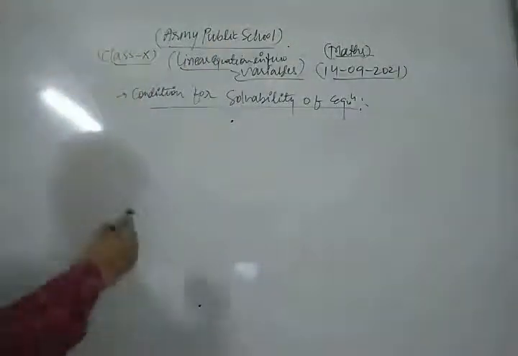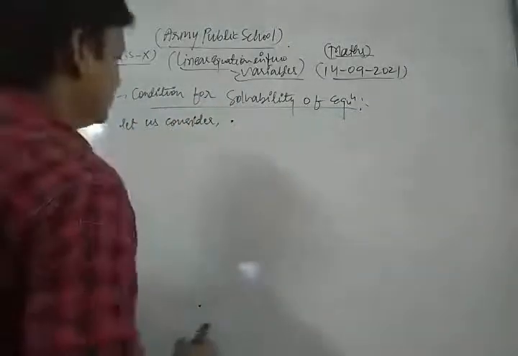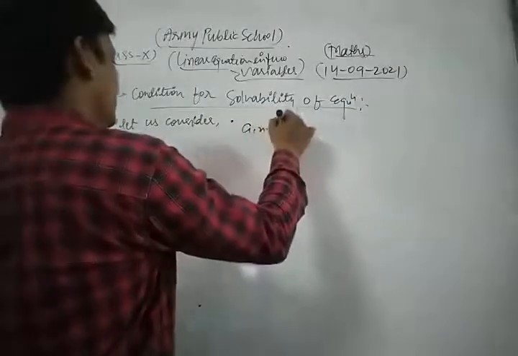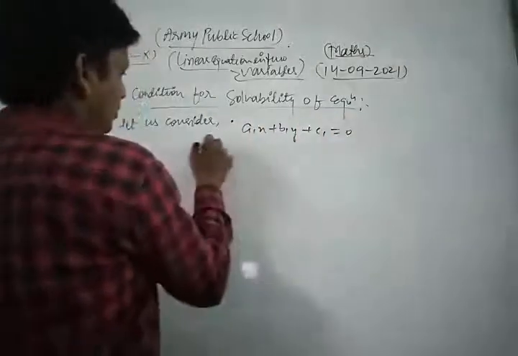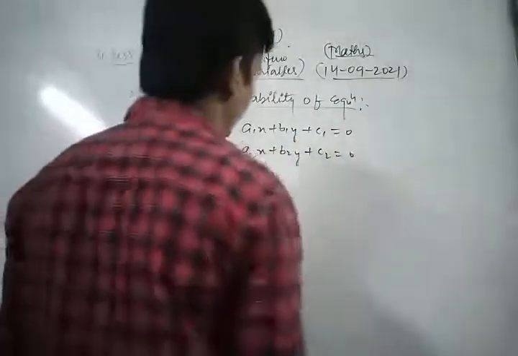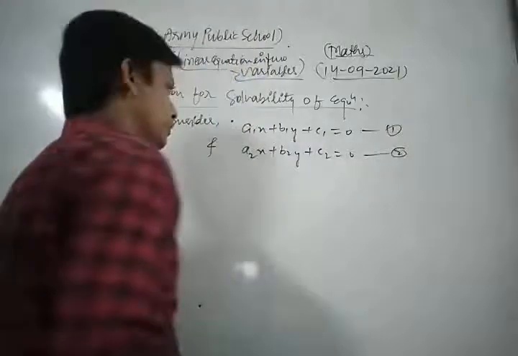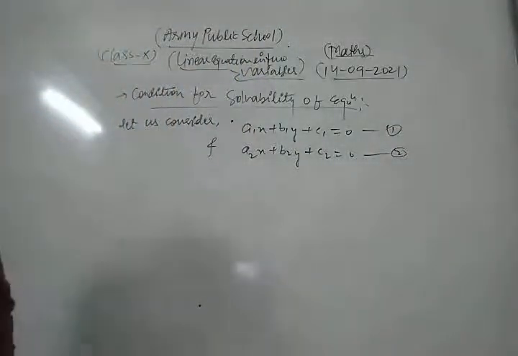Okay, so let us consider the pair of system of equations a1x plus b1y plus c1 is equal to 0 and a2x plus b2y plus c2 is equal to 0. Suppose that we have the pair of linear equations; this is equation 1, this is equation 2. Now there are three conditions, dear friends, for the system of linear equations: it has a unique solution, consistent or unique solution.